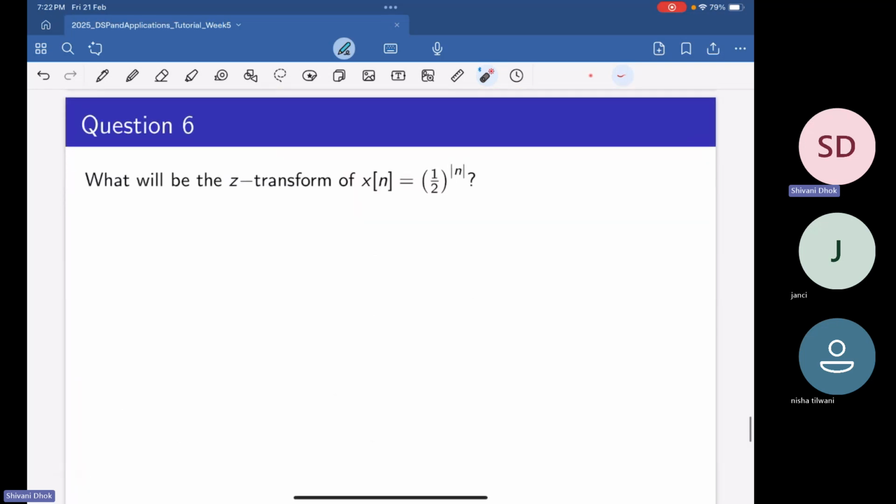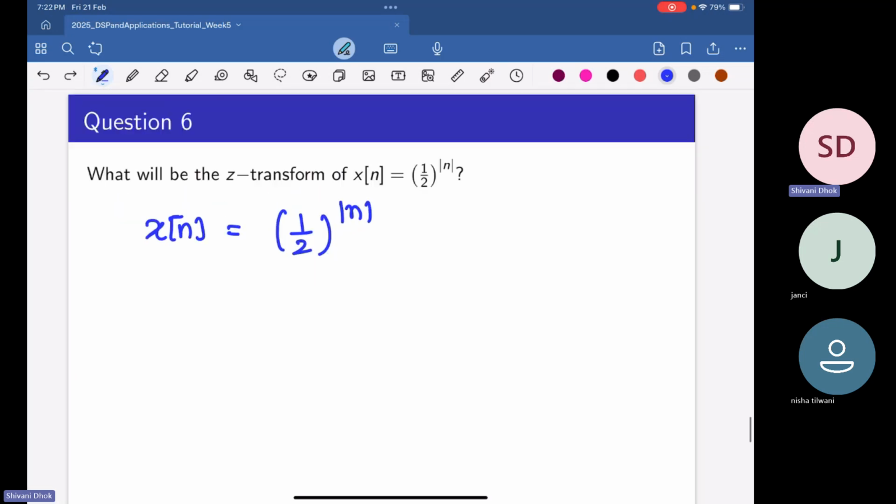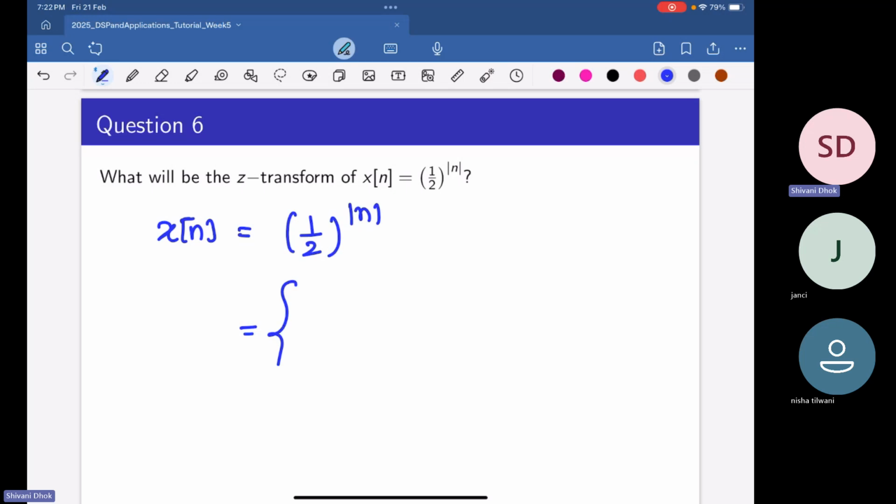So let's move on to the next question then. Next question says, what will be the Z transform of the signal x of n equal to half to the power magnitude of n. Now this can be written in two forms for two cases. One, when my n is greater than or equal to 0, and another when my n is less than 0. When n is greater than or equal to 0, magnitude of n is equal to n. So what we get here is 1 by 2 to the power n.